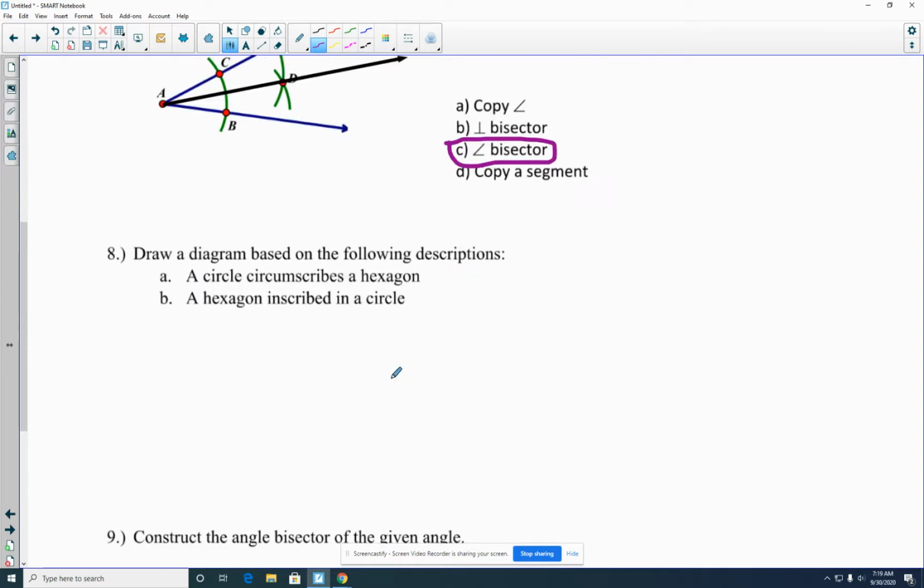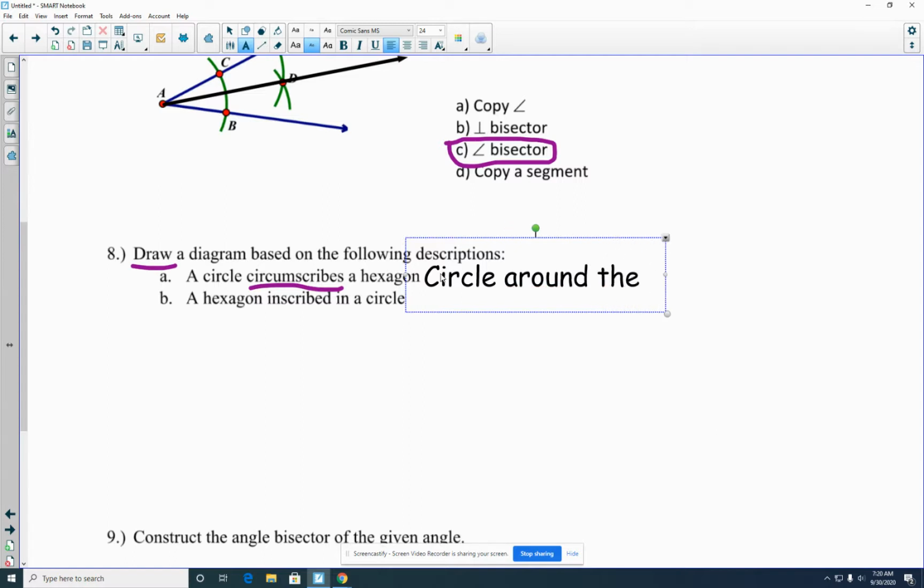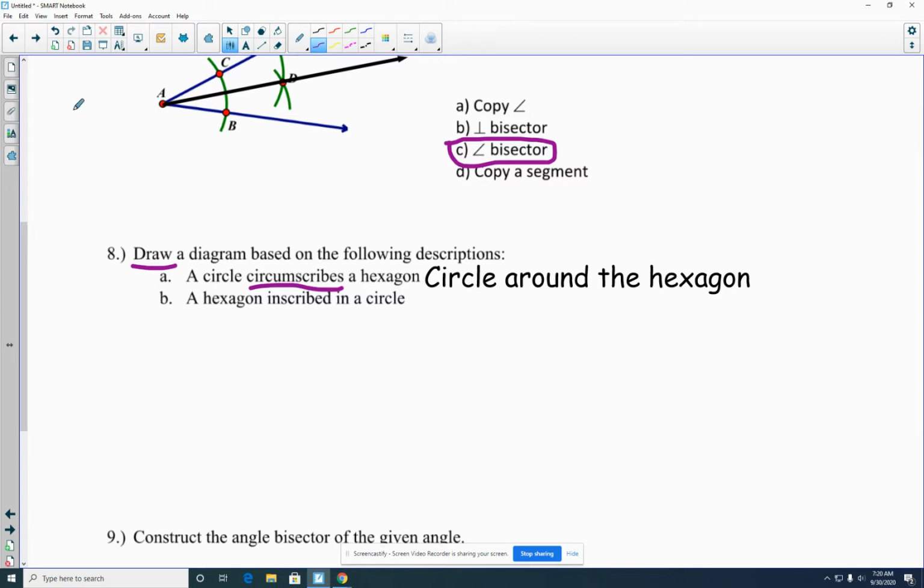Okay, 8. Draw, so I'm going to do this freehand, a diagram based on the following description. Okay, a circle circumscribes a hexagon. So that means that the circle for A, the circle is around the hexagon. Okay, let me first see if I can do this. I'm going to sketch here on the smartboard and see how this goes. I'm using a mouse, so it might get a little messy, but that's okay. All right, so I'm going to draw a circle to the best of my ability. Put a hexagon in there.